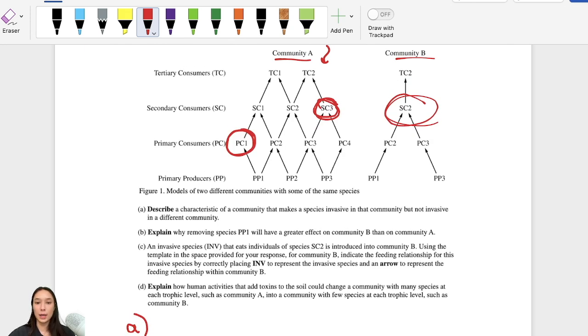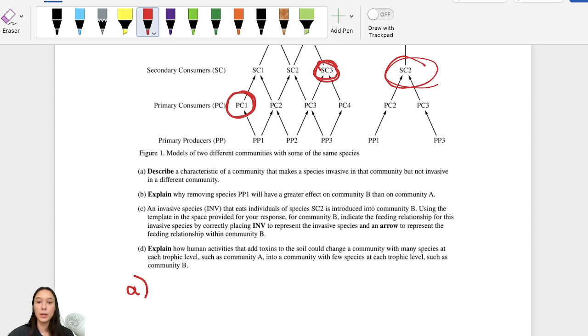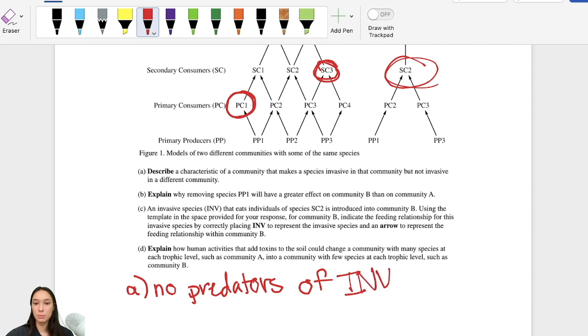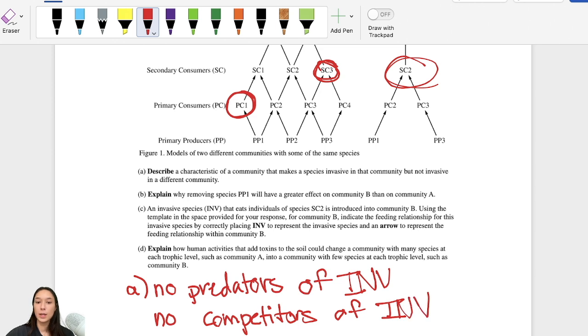you can write this in full sentences, but I'm going to write every option. So a characteristic of the community: there's no predators of the invasive species, put INV, invasive species; no competitors. This is only one mark, so of course you only have to write one of these. And then you could also say there's no disease susceptibility. So they're not susceptible to any of the diseases that all of these other ones are.